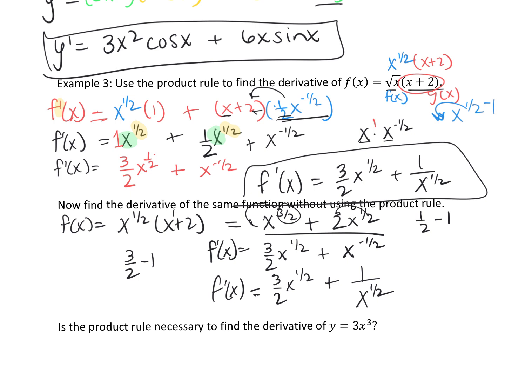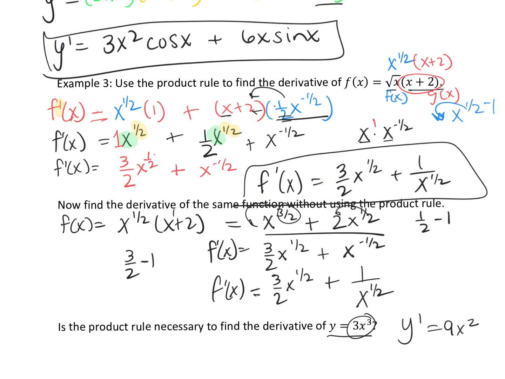Okay, so the last question here is, is the product rule necessary to find the derivative of this? Well, the answer is no, because if you have y equals 3x cubed, I know what to do with this one. I'm using that power rule where 3 times 3 is 9. So the derivative is 3 times 3 is 9. Excuse me, let me erase that. And you get 3 times 3 is 9, and then you subtract 1, and you get x squared.